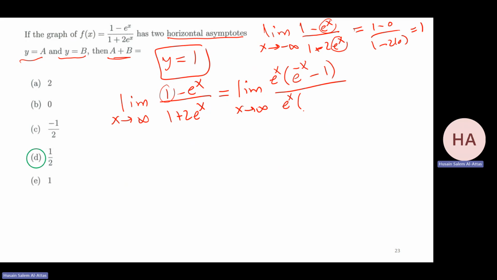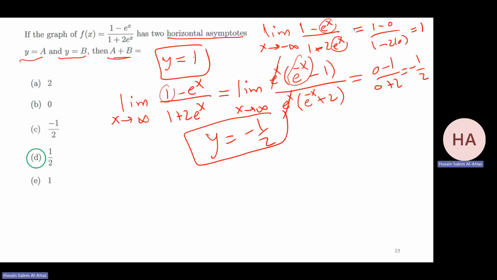Now I take e to the power x. I have what? e to the minus x plus 2. This is cancelled. This one is controlled. e to the minus infinity is 0. Done. So this will be 0 minus 1 over 0 plus 2. So this is what? Minus half. So the second horizontal asymptote is minus half. So I have 2. So this is called A, called this B. It's up to you. But for sure, A plus B will be 1 minus half, which is half.